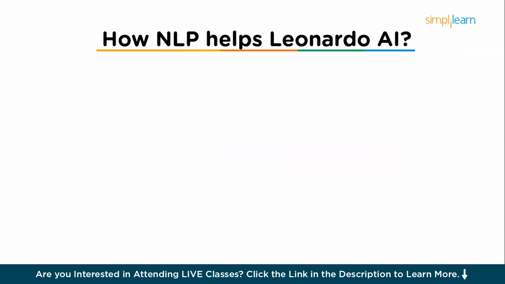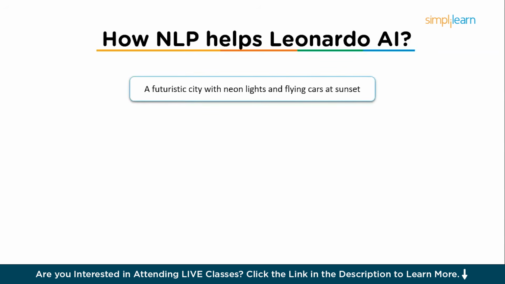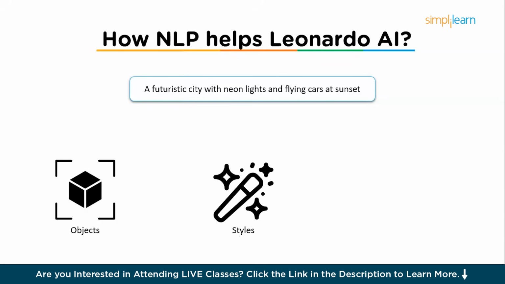Now let us understand how NLP helps Leonardo AI. Leonardo AI relies on NLP to interpret user prompts accurately. So when a user types something like a futuristic city with neon lights and flying cars at sunset, the AI does not see just a string of words. Instead, the NLP model breaks it down into objects, that is a futuristic city, flying cars. Then it breaks it down into styles, that is futuristic and cyberpunk, and environmental features like the neon lights and the sunset. This understanding is crucial because it allows Leonardo AI to generate images that truly match what the user envisions.